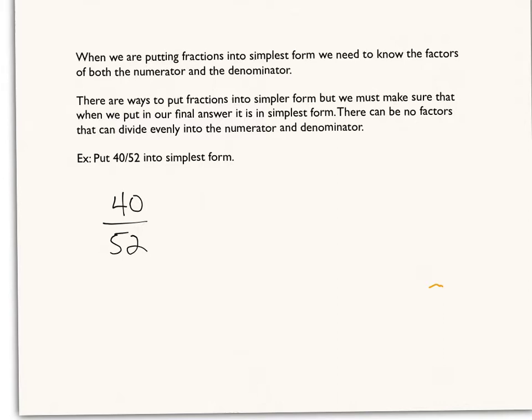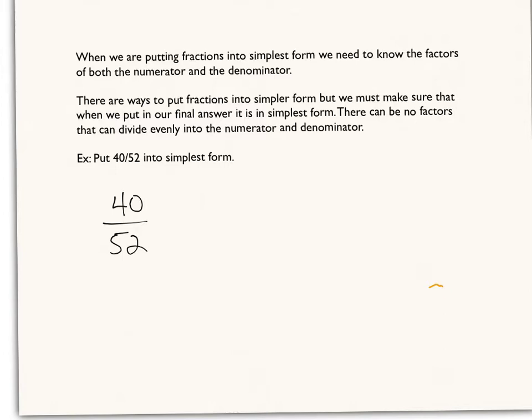When we're putting fractions into simplest form, we need to know the factors of both the numerator and the denominator. There are ways to put fractions into simpler form, but we must make sure that when we put in our final answer, it's in simplest form. There can be no factors that can divide evenly into the numerator and the denominator. Here's an example of that.